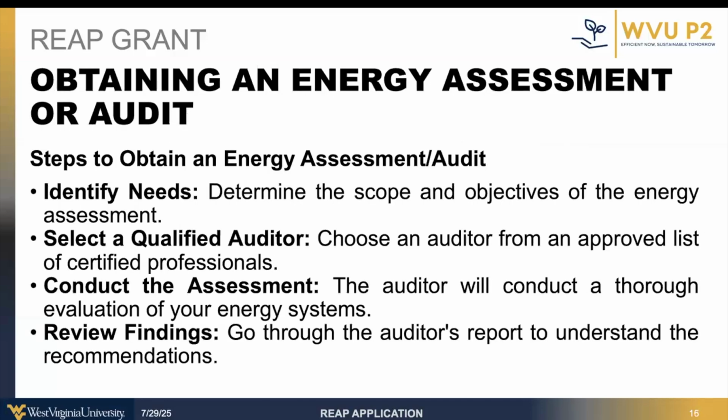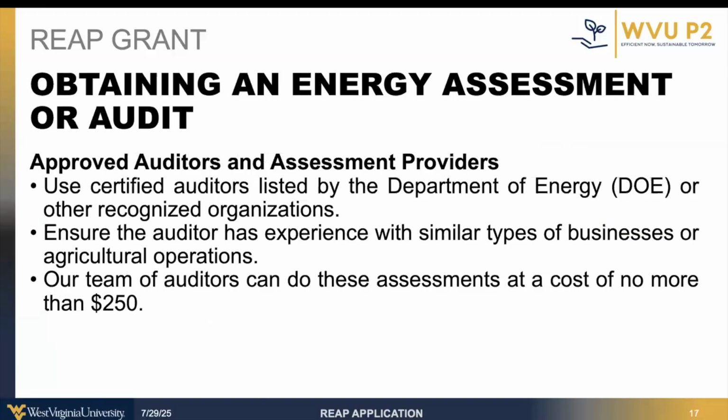If you're applying for energy efficiency improvements, you'll need an energy audit. That means assessing how much energy your building or equipment uses now and where savings can happen. You must use a certified provider, like someone listed through the Department of Energy. Our Pollution Prevention WVU team offers these audits for $250 or less, and they meet all REAP guidelines.